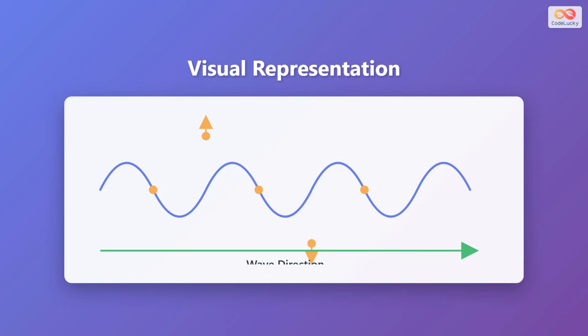Let's visualize how a transverse wave actually looks. Imagine a wave traveling from left to right. The particles in the medium move up and down as the wave passes through. Notice how the wave has a distinctive shape with high points and low points. The particles oscillate vertically while the wave energy propagates horizontally. This creates the characteristic wave pattern we associate with transverse waves. The arrows show that while particles move perpendicular to the wave direction, the overall wave continues to travel forward, transferring energy through the medium.